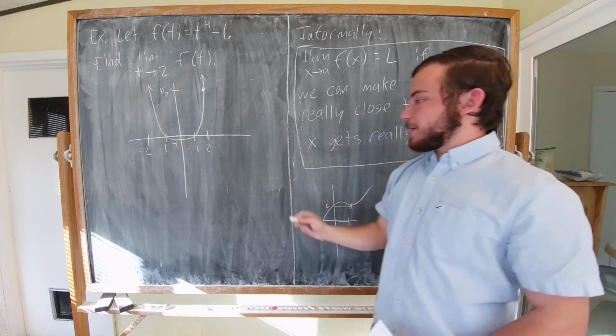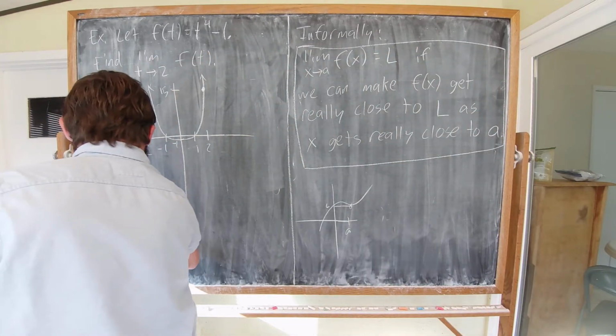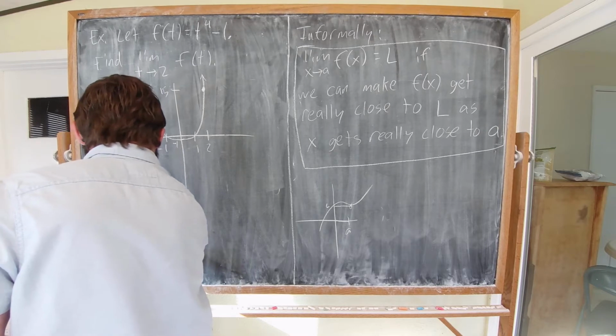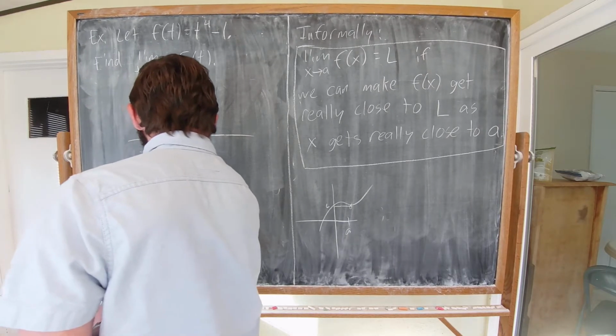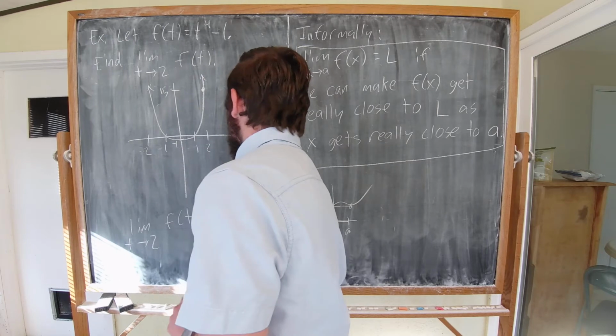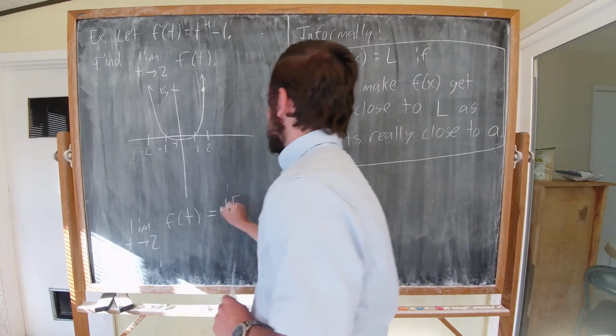Therefore, the limit as t goes to 2 of f of t is 15.